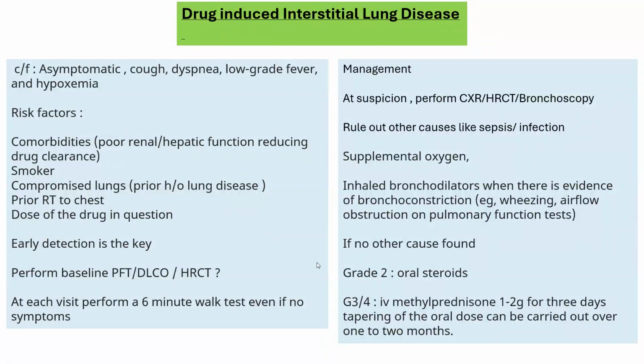Whenever a patient on TKIs has significant ILD percentages, we need to perform a baseline PFT, DLCO, plus or minus HRCT to see how the lungs are. And at every visit, we need to perform a 6-minute walk test even if there are no symptoms. This will considerably help us detect drug-induced ILD earlier. And how do you manage? We first rule out all other causes, and at first suspicion, we should start with steroids, and then later, if it is proved, we start high-dose steroids depending on the grading of the ILD.